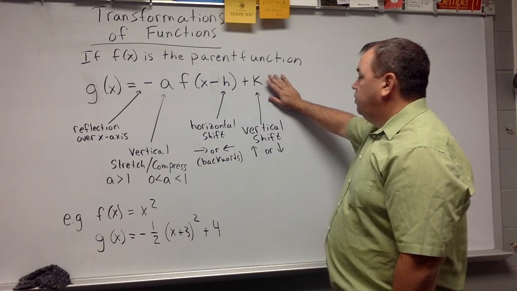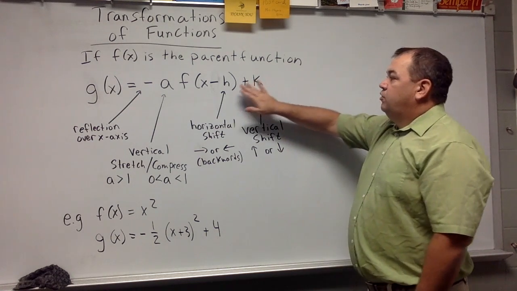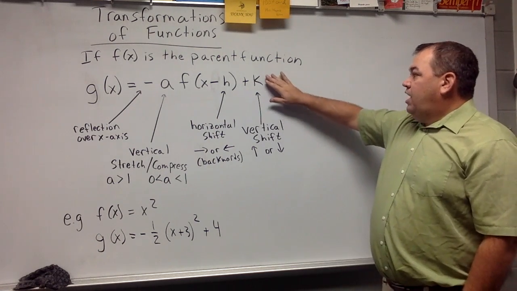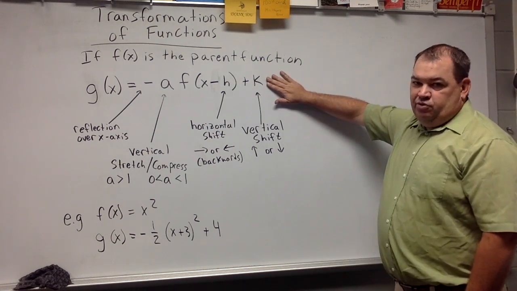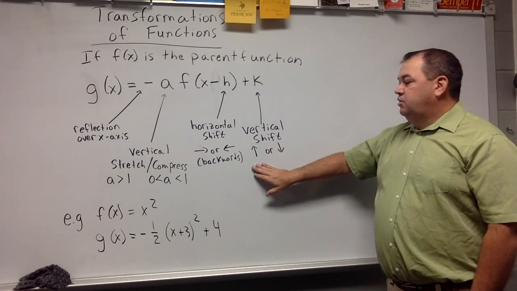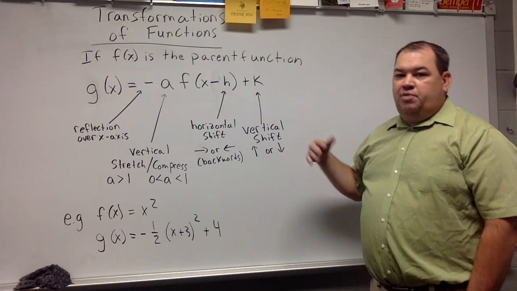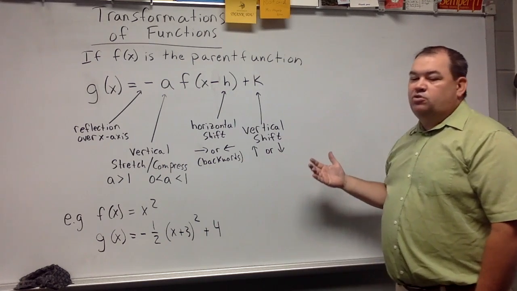There are 2 shifts we talk about. There's a vertical shift and a horizontal shift. A vertical shift is an up and down. So if we have a plus number on the outside, it moves it up. If we have a minus number, it moves it down. Plus 7 moves it up 7. Minus 2 moves it down 2.